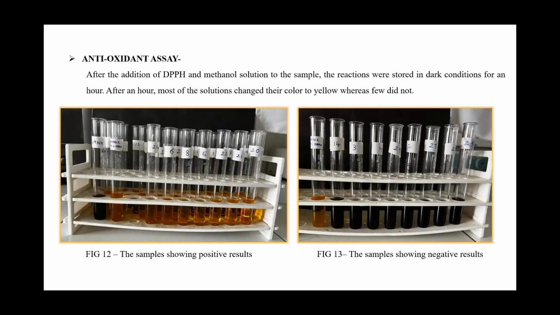Now coming to the antioxidant assay. As soon as we add DPPH and methanol solution, the samples which show positive results change their color from purple to yellow, whereas the ones which did not change their color show negative results. Here we can see from the figures itself the samples that have shown yellow as well as purple. Now we check the OD of all these samples at 517 nanometers, and then we calculated the antioxidant activity in percentage, which was shown by the formula given below.